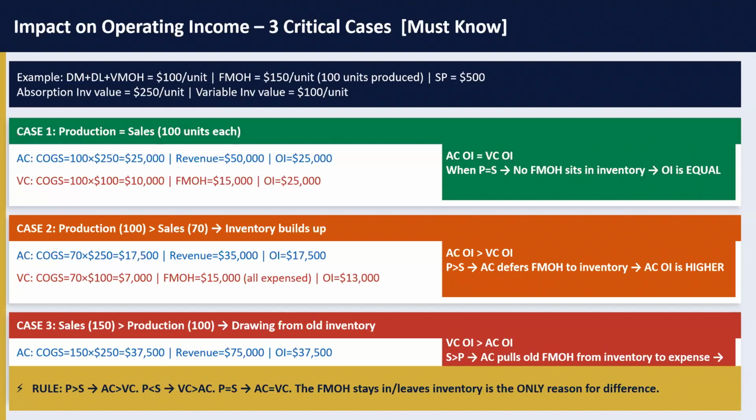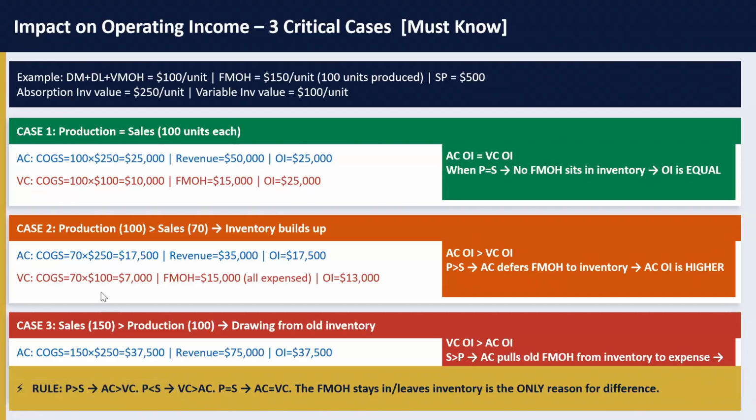When production is exactly equal to sales, you are producing 100 units and selling 100 units. Look at the cost of goods sold under absorption costing, 25,000. So if your revenue is 50,000, operating income will be 25,000. And here also, under variable costing, you will subtract 10,000 and fixed MOH 15,000 again. You'll get operating income of 25,000. So there is no change in operating income under both AC and VC when production equals sales.